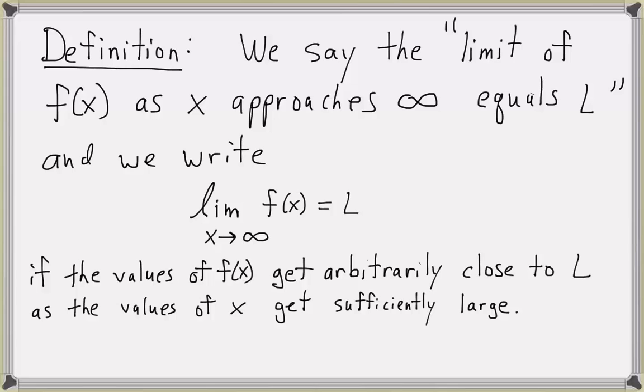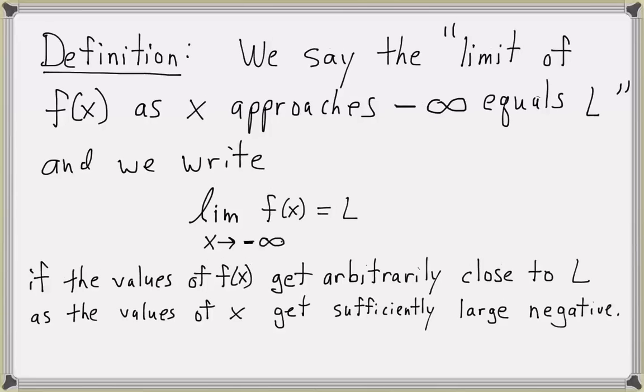Now conversely, if x is getting very, very large negative, so if you look way out to the left on the graph, we can define the following limit. We say the limit of f of x as x approaches negative infinity equals L, and we write this notation with x approaching negative infinity now, if the values of f of x get arbitrarily close to L as the values of x get sufficiently large negative.